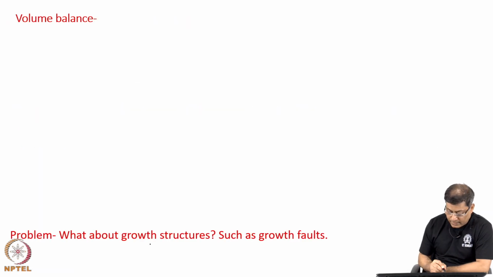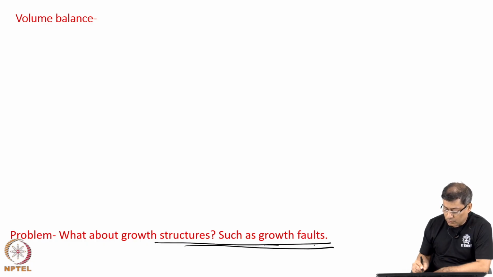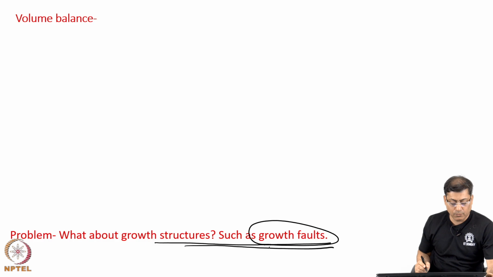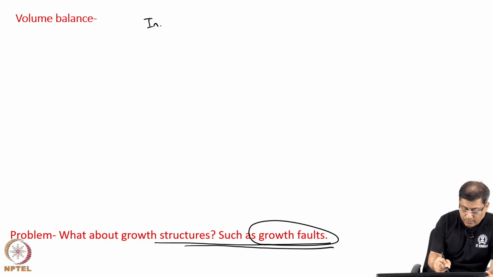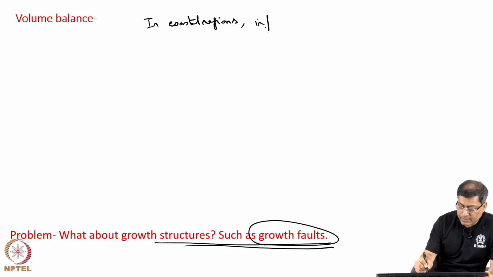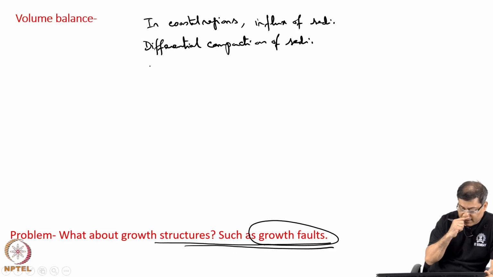Regarding volume balance, I raise a question: what about the growth structures where volume addition happens? Growth fault is one of the well known growth structures. In coastal regions where there is an influx of sediment coming from the rivers, such as the Indian east coast, it is possible to have differential compaction of sediments, and when the sediments are settling, that means when the volume is increasing, when the mass is increasing, syn deposition faulting can take place.